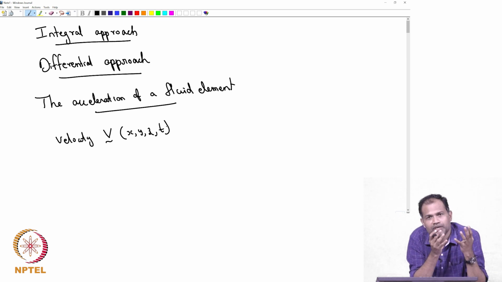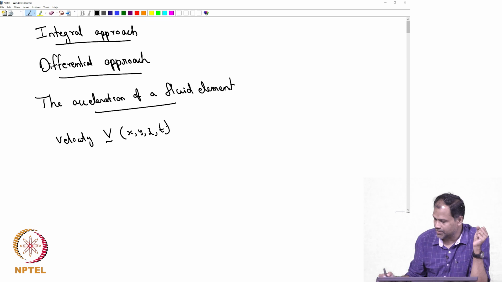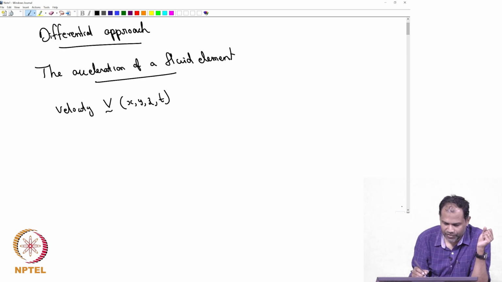In some domain, remember V is a function of x, y, z and time. That means that at every point the velocity is changing, and it is also going to change with time. And my intention is now to calculate the acceleration of the fluid element. Now, you could calculate acceleration in two different ways, but let us see velocity first.